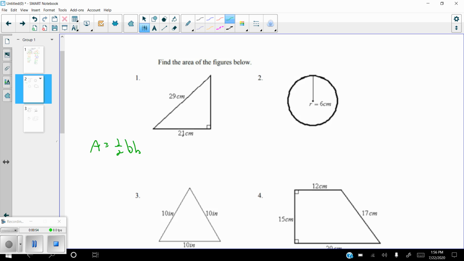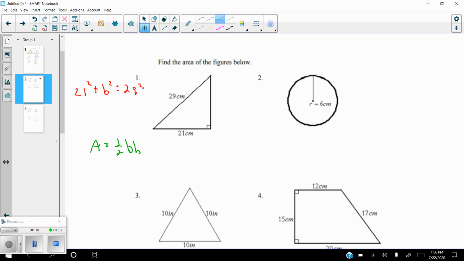So what we need to do is use a little Pythagorean theorem here in order to find the height. If you guys remember, the Pythagorean theorem is a squared plus b squared equals c squared, or x squared plus y squared equals z squared, whatever you want to do. It's the square of the two sides, or the two legs, added together equals the square of the hypotenuse. So we're going to have 21 squared plus, and we'll just call it b squared in this case, equals 29 squared.